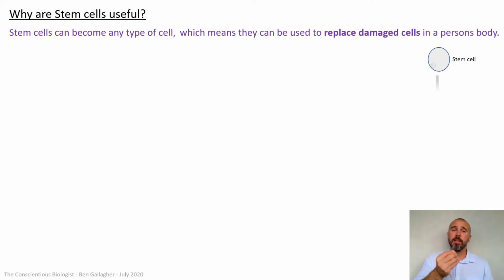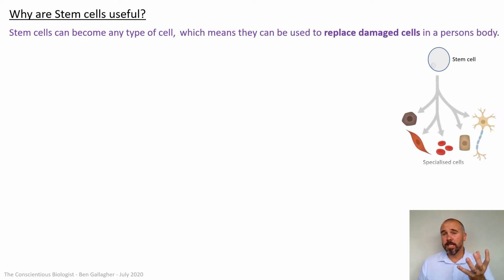So it's pointless knowing what stem cells are unless we can actually say that they're useful for some reason. And stem cells potentially could be a massive leap forward for us as humankind in the treatment of lots and lots of really debilitating diseases and illnesses and problems that people can have. So this stem cell above me is going to help me to show that. Now, they're so useful because they can become any cell type, which means they can be used to replace damaged cells in a person's body.